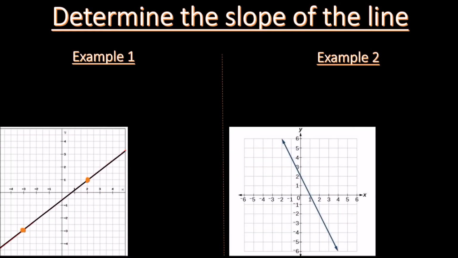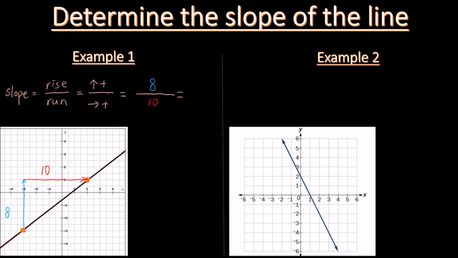Let's look at the first example. Determine the slope of the line. This graph is giving 2 points, and we can count the boxes to find the slope. From the left point to the right point, it is going 8 units up and 10 units to the right. So slope is rise over run. Since it is going up, the numerator is positive 8, and the denominator is always a positive number, 10. And then we simplify this fraction, which is 4 over 5.